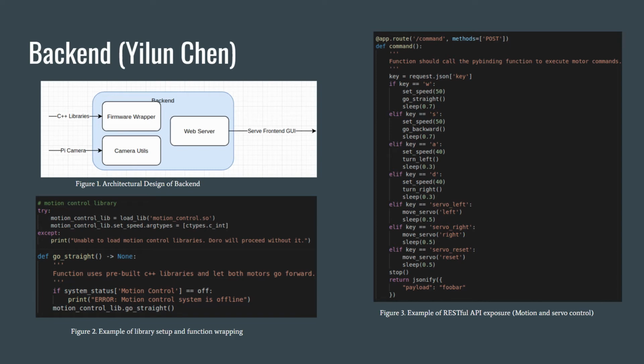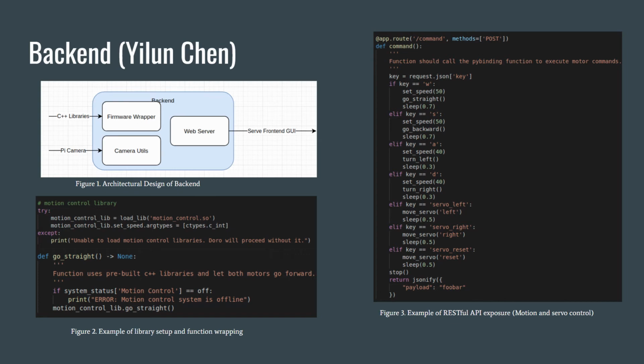On the bottom left of the screen, we can see an example of library setup and function wrapping. You can see we're loading the library called motioncontrol.so, and we're setting the argument type of a function in that library called setSpeed to be ctypes.c_int. That just means integer type in language C. You can also see the declaration of a function called goStraight, which basically calls the goStraight function from the motion control library.